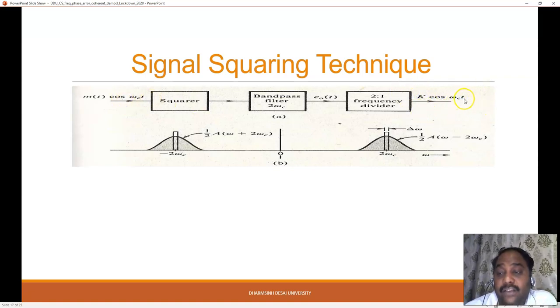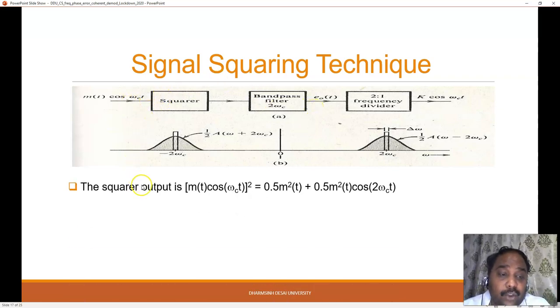Slight phase shifting has to be provided to have proper phase matching. That is needed. So let us understand mathematically how it happens.